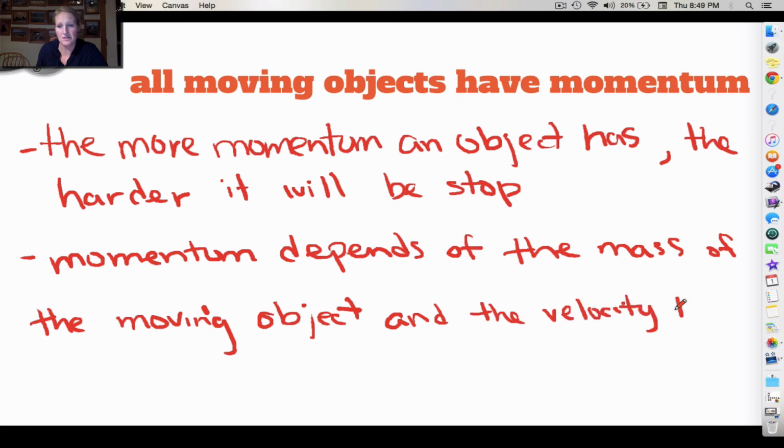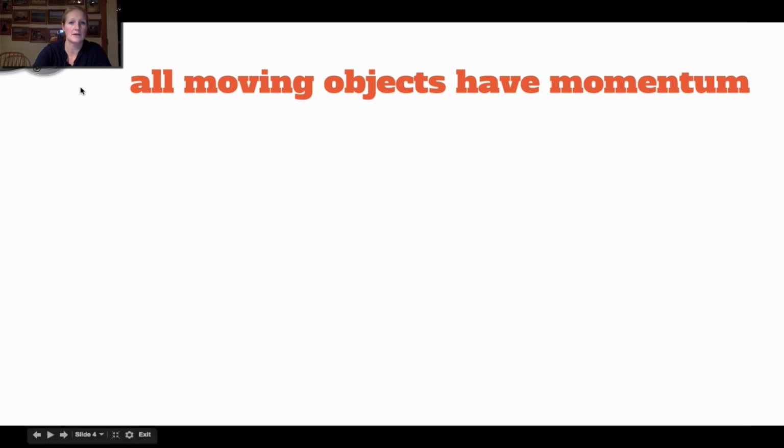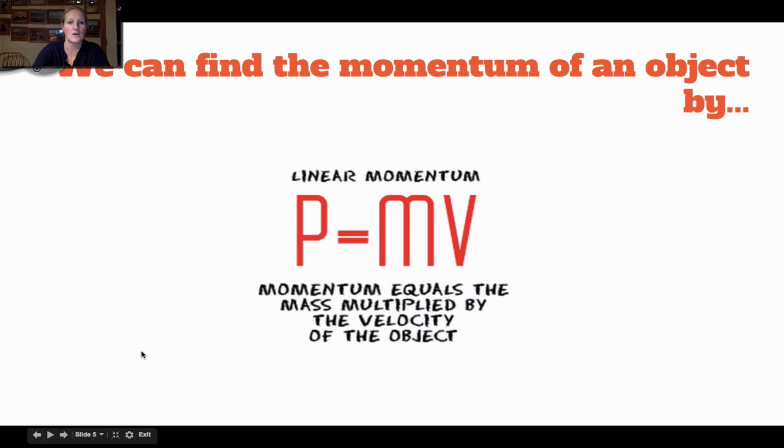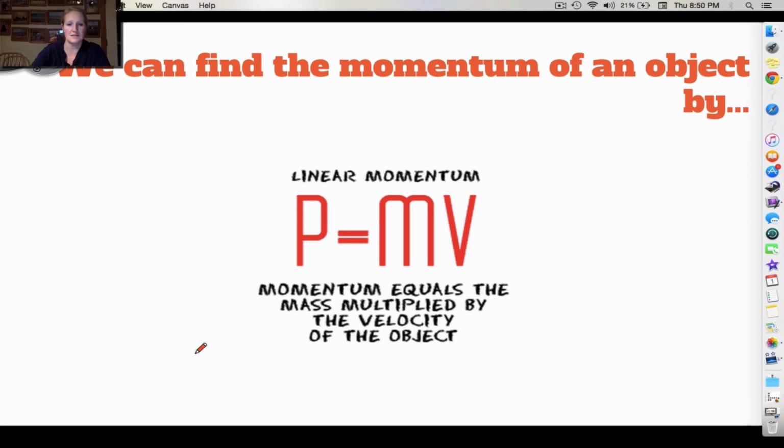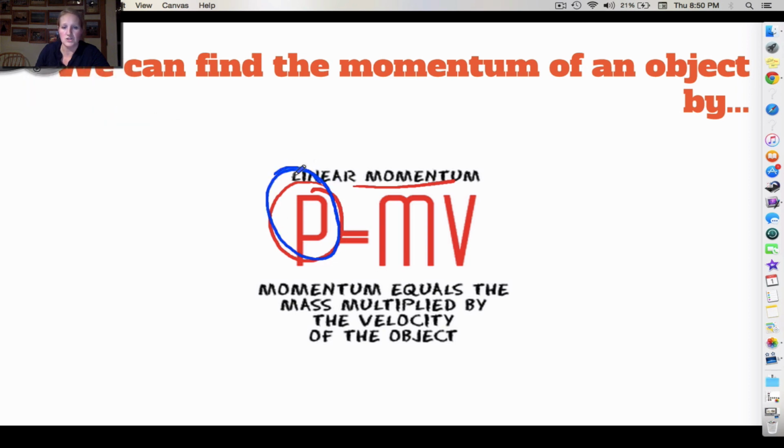And as it turns out, we have an equation for this. So now that you have that in your notes, we have a nice little equation. The equation is right here. We can find the momentum of any object by looking at its mass times its velocity, which will be equal to the momentum. P actually means momentum, and that's just the symbol that we use.